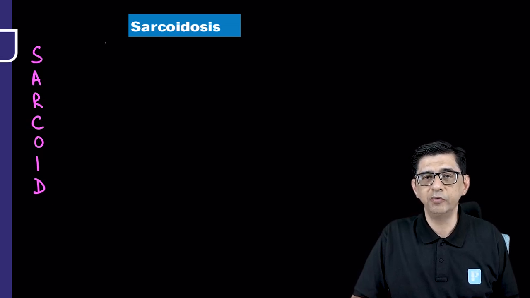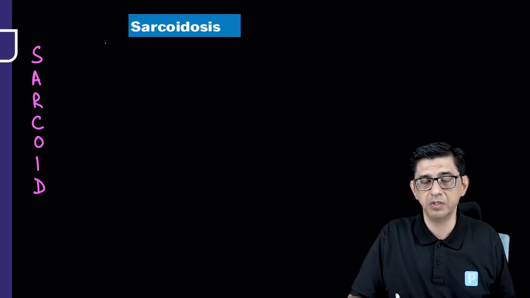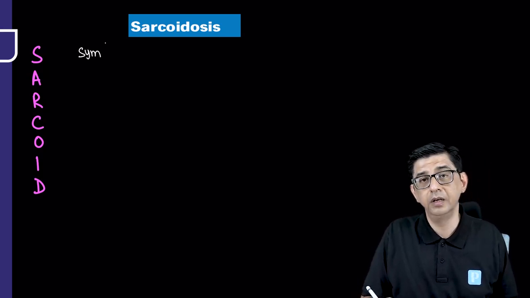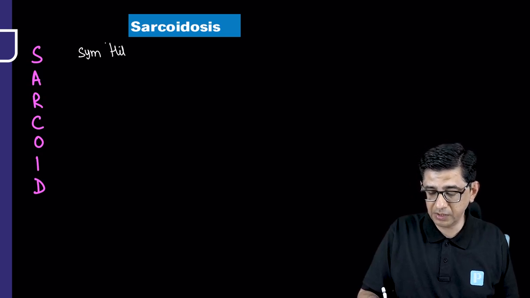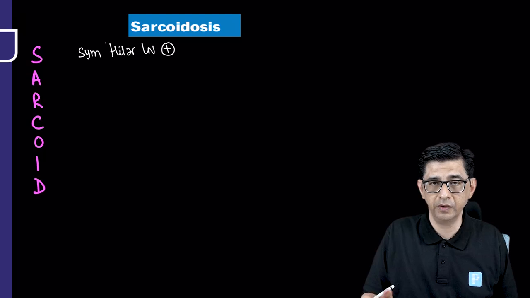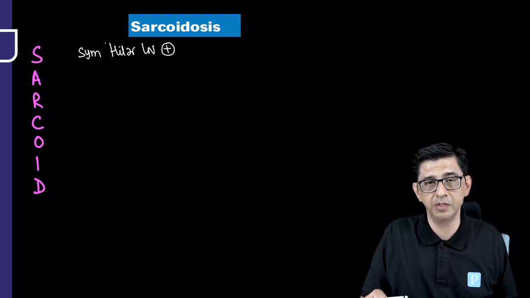Hi guys, next up we're going to talk about sarcoidosis, and I'm going to begin this topic in an unconventional fashion by first discussing a mnemonic by the name of SARCOID, where alphabet S would be for the symmetrical hilar lymphadenopathy present in these cases. The hilar lymphadenopathy can explain the extrinsic compression of the airways, and therefore dyspnea on exertion or dyspnea at rest can be explained in these cases.